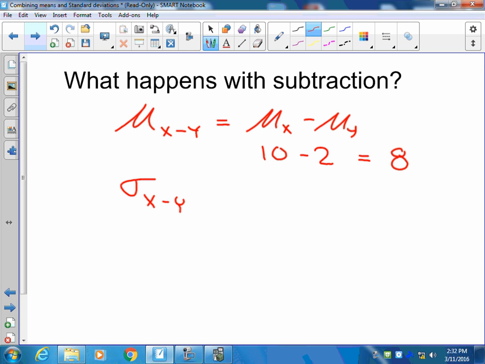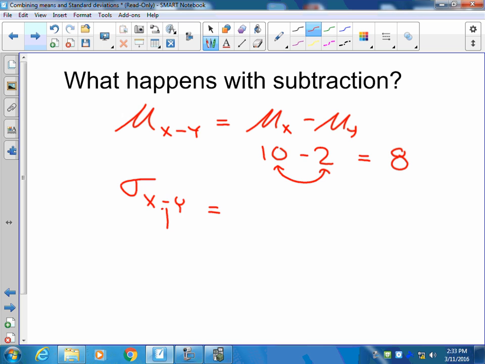Okay, now standard deviation is the problem. Think about what standard deviation is. It's a measure of spread. Now, depending on the order of these two values, do you see how I can get a negative variance or a negative mean value? If I did 2 minus 10, I would get negative 8. Okay, now, can we have a negative spread value, a negative standard deviation? Okay, and the answer is no.